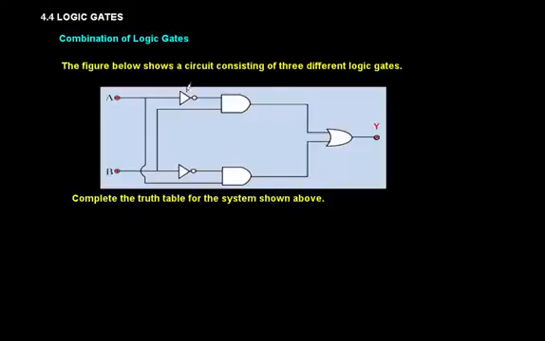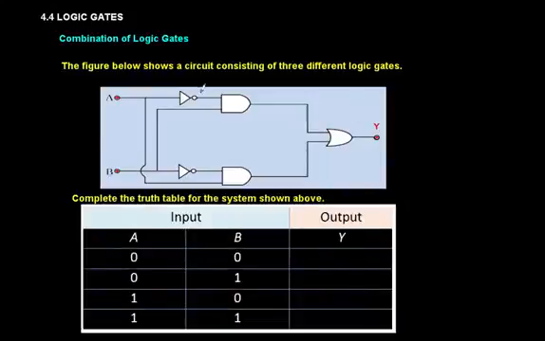Next, combination of logic gates. The figure below shows a circuit consisting of 3 different logic gates. Complete the truth table for the system shown above. So this is the A input, B input, and Y is the output. First, try to recognize the various gates. This is the NOT gate, this is the AND gate, both of them are AND gates, and this is the OR gate. Now try to fill in the truth table.